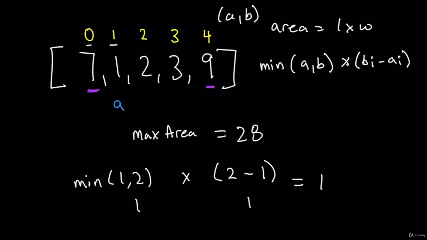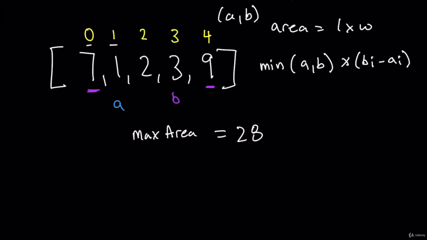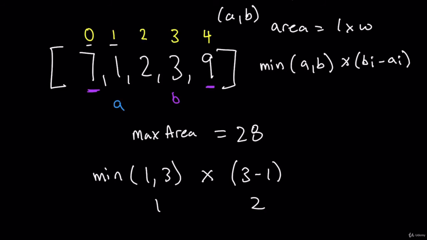B then gets shifted forward, and we erase our previous calculation, and we redo this calculation again. Is the minimum between 1 and 3 multiplied by 3 minus 1, since 3 is the index, and A index is also 1. So here, the minimum between 1 and 3 is 1. 3 minus 1 is 2. 2 times 1 is 2. Our max area of 28 is still greater than this new 2, so nothing changes, B gets shifted once again.